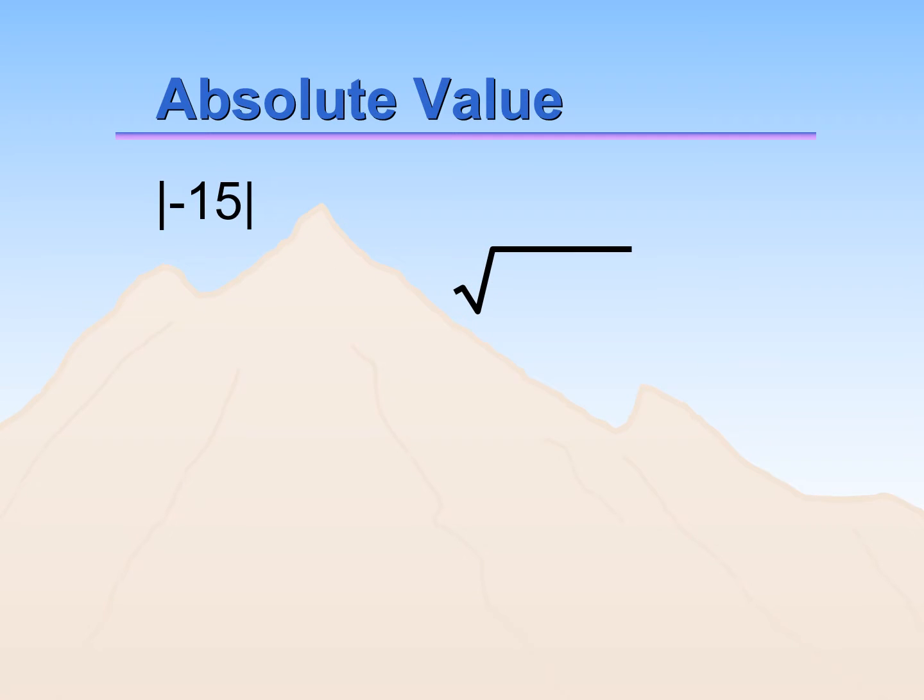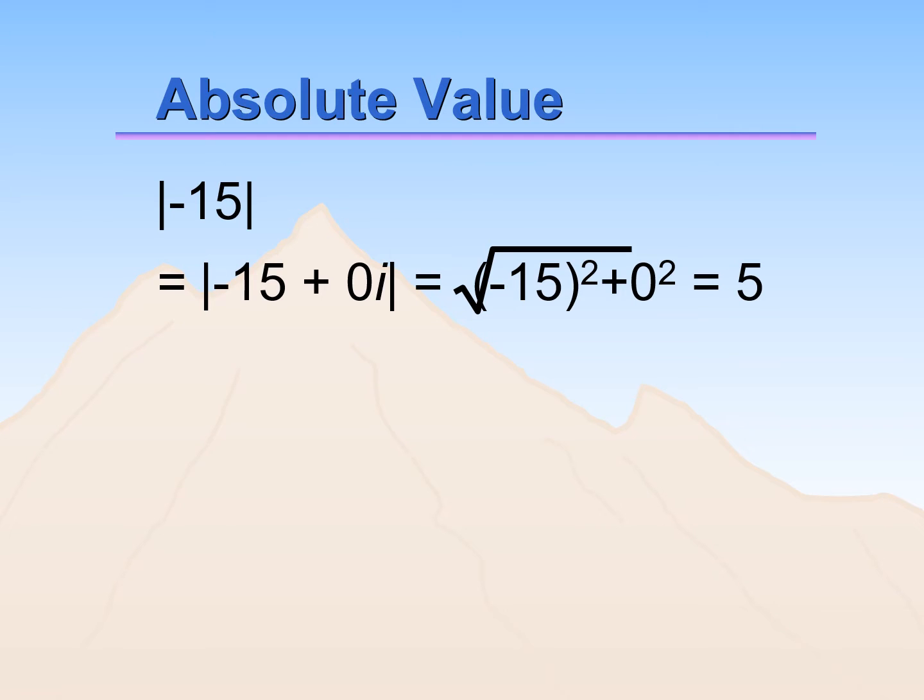All right, let's do the absolute value of -15. Again, we're looking for the distance between 0 and -15. So we have the square root of -15 squared plus 0 squared. There's a typo here, because -15 squared gives us 225, and the square root of 225 is 15. So our final answer should actually be 15.